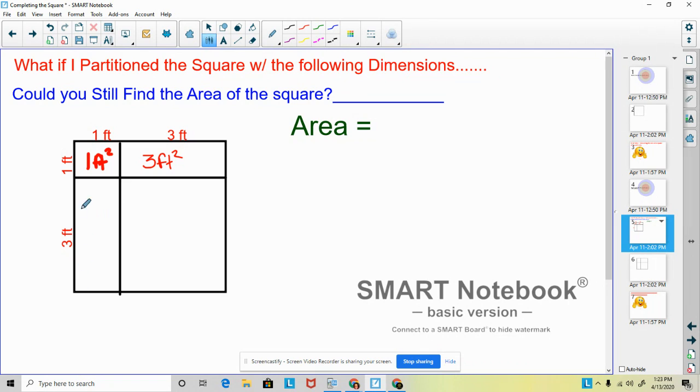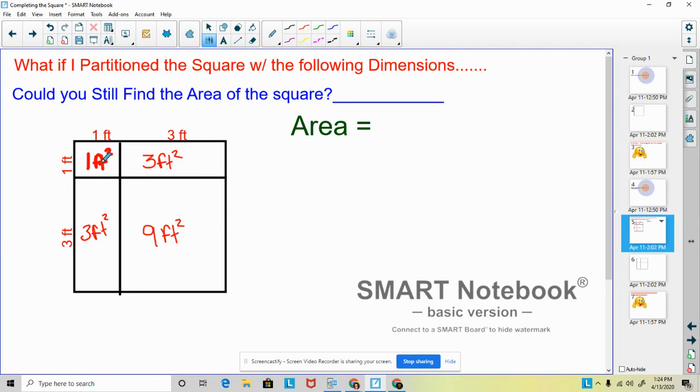Okay, so what about this partition right here? Well, still the same thing. So 1 times 3, because this length is 1 and this length is 3. So 1 times 3 is also 3 feet squared. And then this one here, well, this length is 3, and this length over here is 3. So 3 times 3 is 9. So this would be 9 feet squared would be my area.